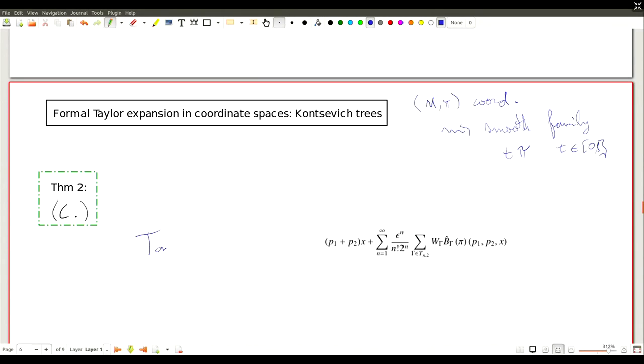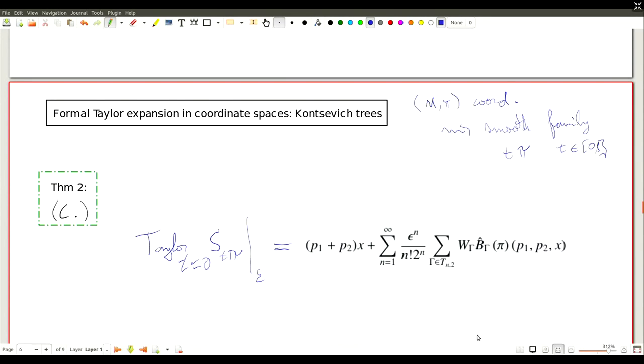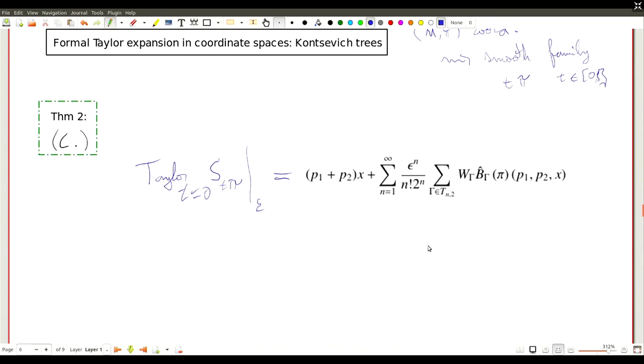If I take the Taylor expansion around t equals 0 of this family of generating functions, t pi, and I, the Taylor variable I call epsilon. This gives me this, which I now explain in words quickly. This is an extract of Kontsevich's quantization formula. The Kontsevich quantization formula is exactly like this, only that the sum here is on trees, Kontsevich trees. So tree graphs. And in the general quantization formula, you get all graphs, including also loops.